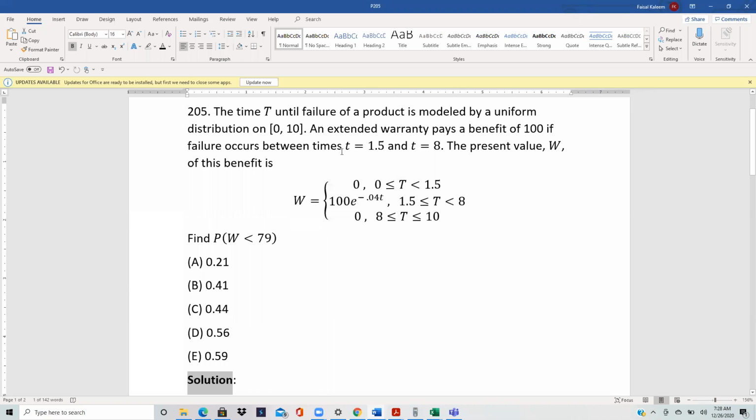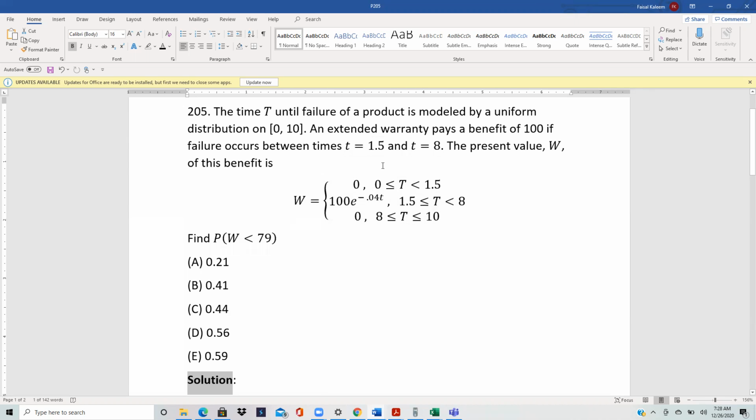The time T until failure of a product is uniform 0, 10. An extended warranty pays a benefit of 100 if failure occurs between T equals 1.5 and T equals 8. The present value W of this benefit is given by this function. Find probability W is less than 79.